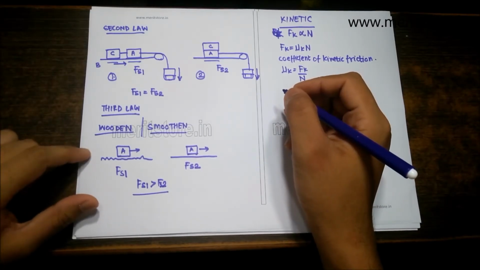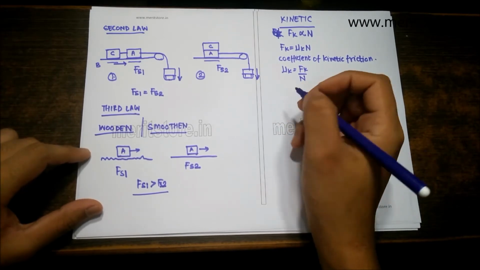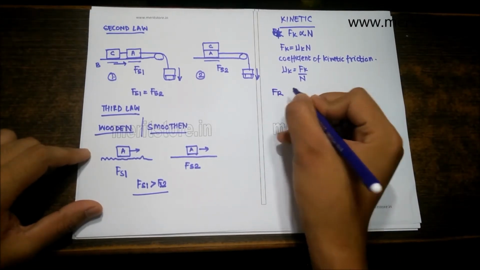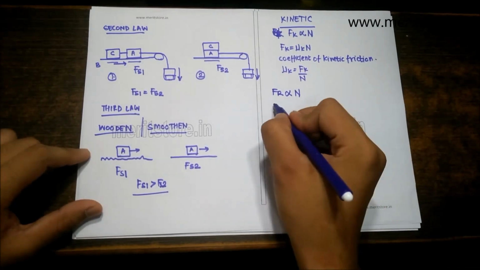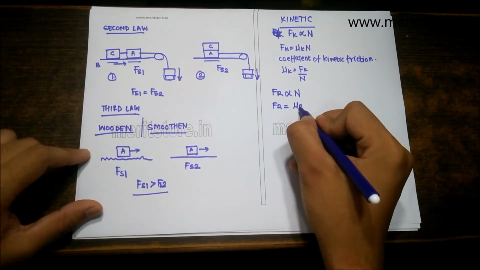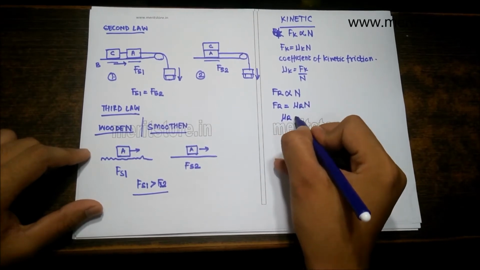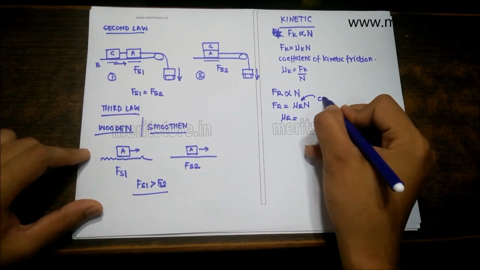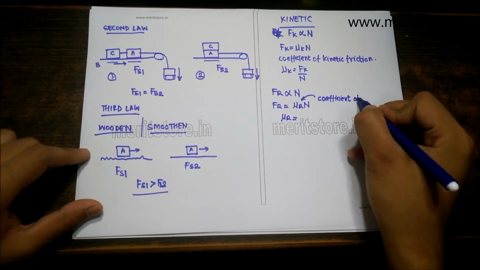So similar to the laws of static and kinetic friction, we also have the laws of rolling friction. So the basic law of rolling friction states that the limiting force of rolling friction Fr is directly proportional to the normal reaction. So Fr is equal to mu r times N, where mu r is known as the coefficient of rolling friction.